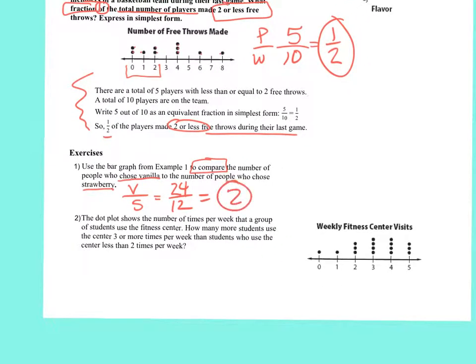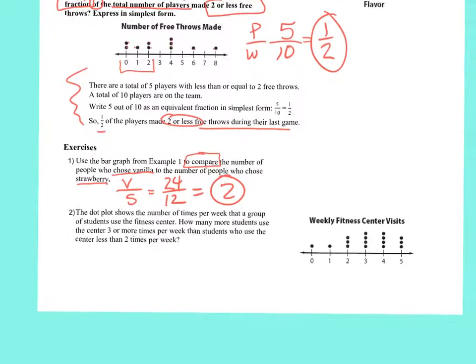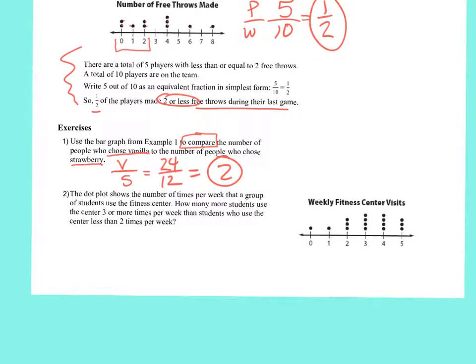So if it says compare, you're still going to make a ratio, but you're dividing whatever it tells you first goes on top, and whatever you're comparing it to goes on the bottom. Strawberry, vanilla. So 2 times as many people chose vanilla.